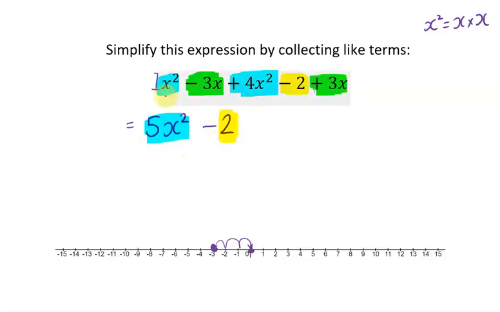So we thought we would have 3 parts, a blue, a green, and a yellow in our final answer, but we actually ended up with only 2 because our negative 3x and our positive 3x added up to 0. They cancelled each other out. And so our final answer, the simplified version of this expression, is 5x squared minus 2.